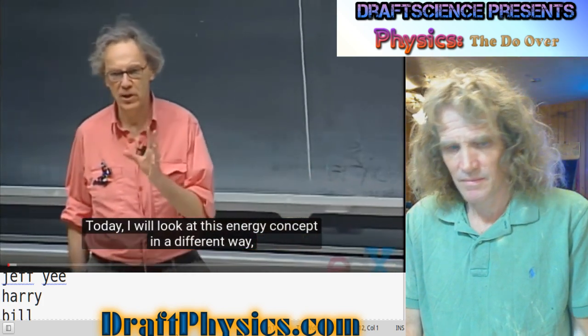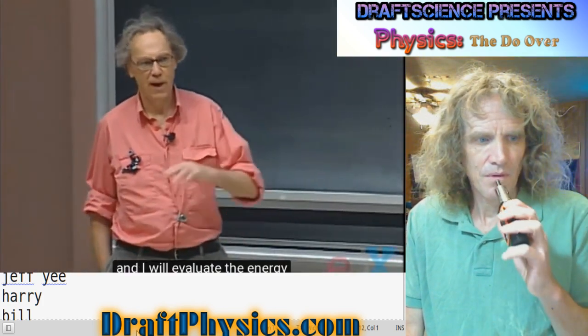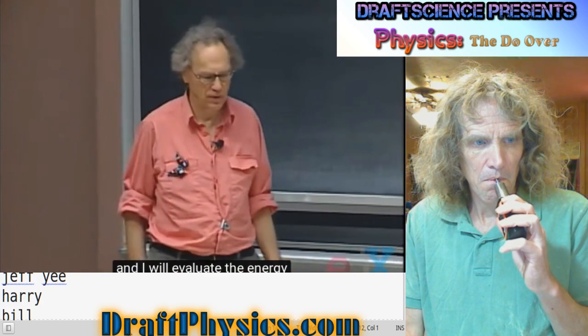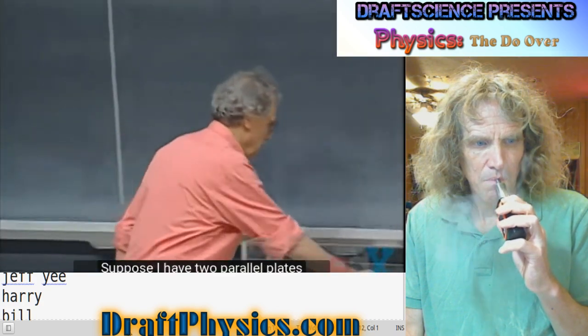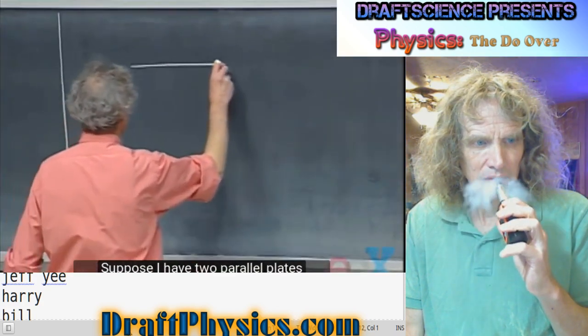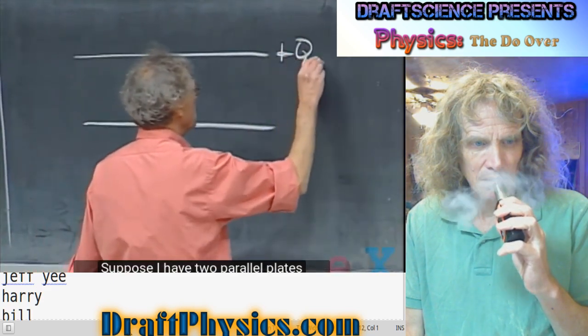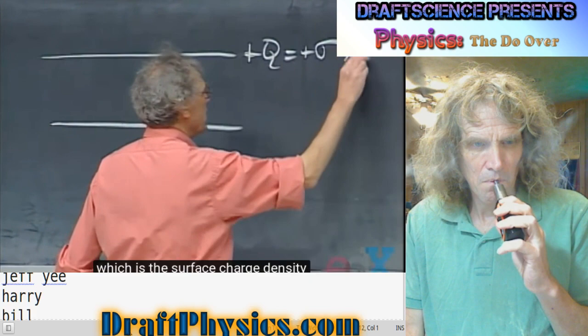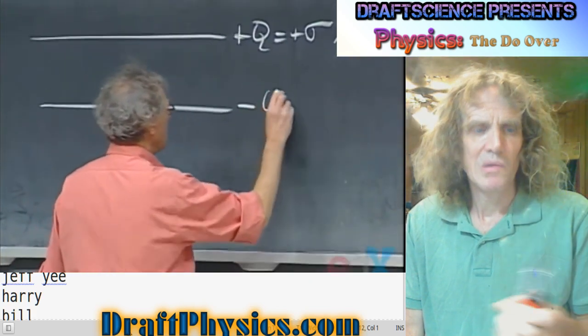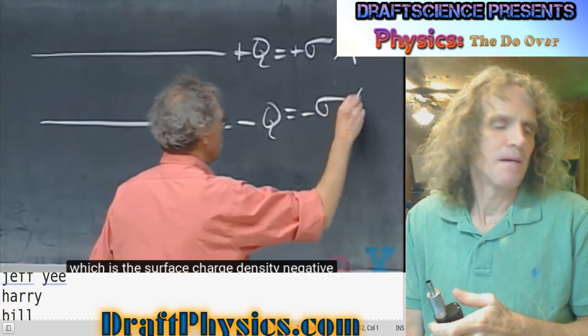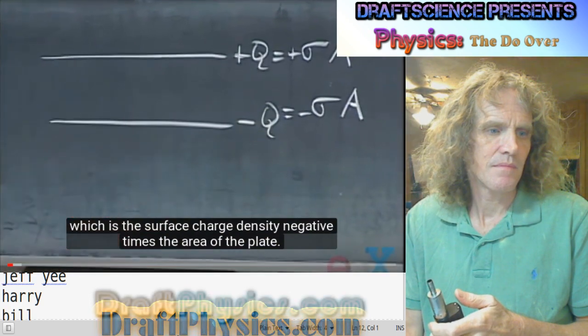Today I will look at this energy concept in a different way, and I will evaluate the energy in terms of the electric field. Suppose I have two parallel plates, and I charge this one with positive charge, which is the surface charge density times the area of the plate, and this one with negative charge, the negative surface charge density times the area.